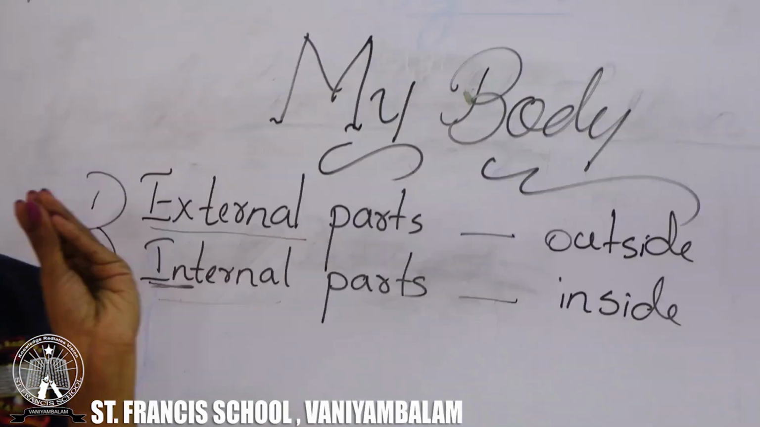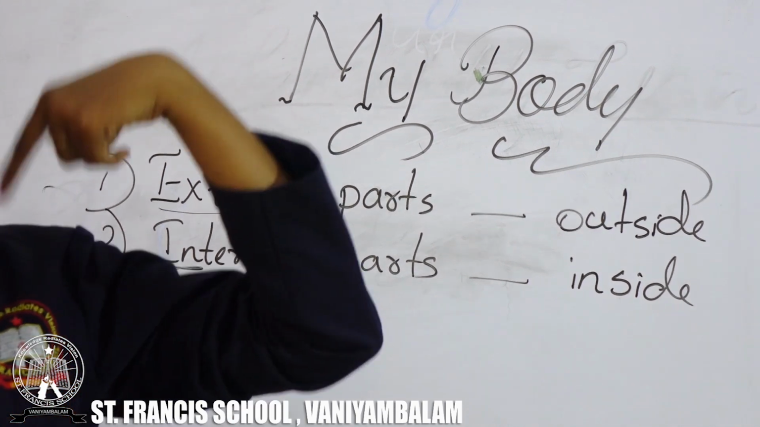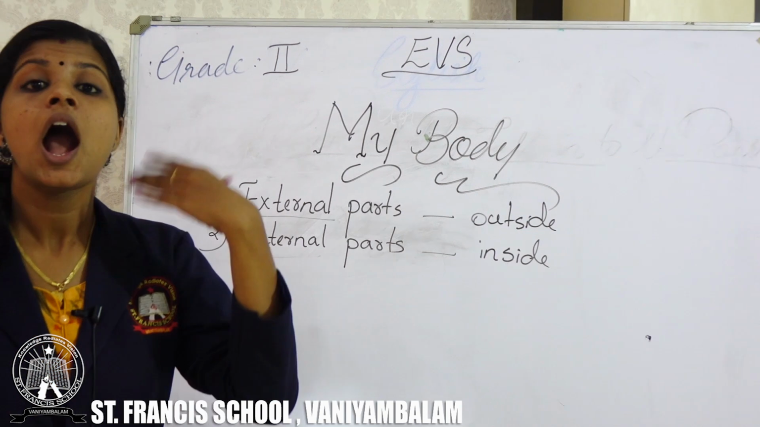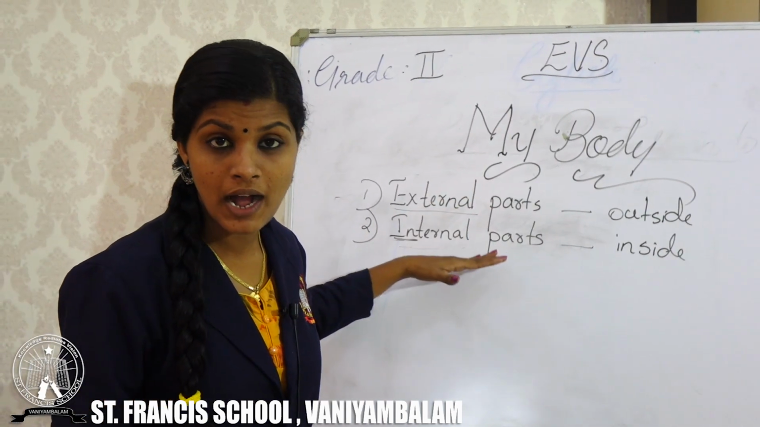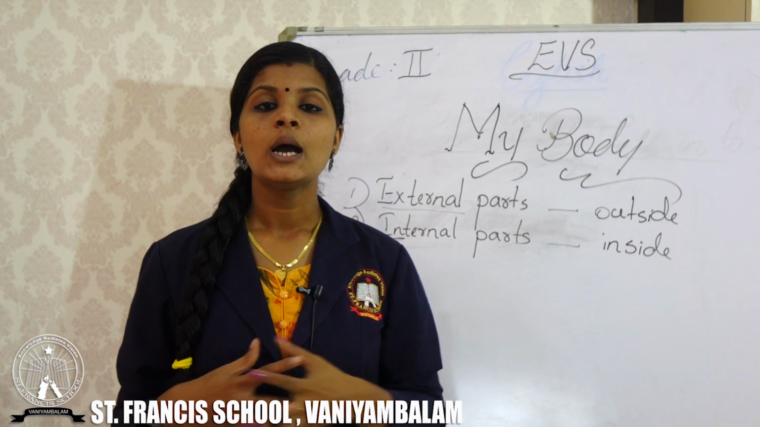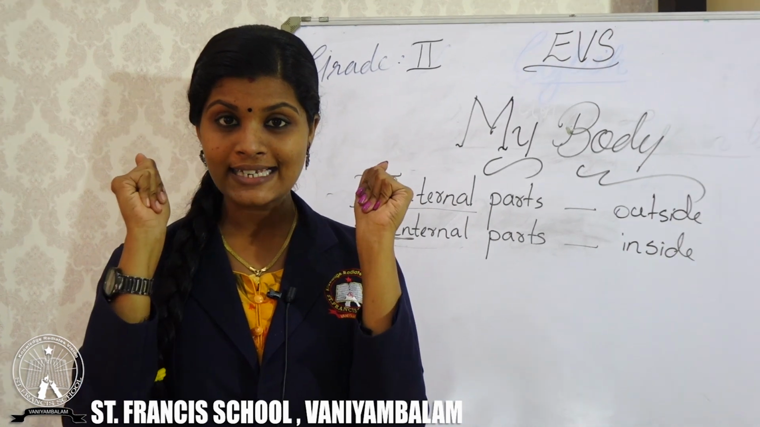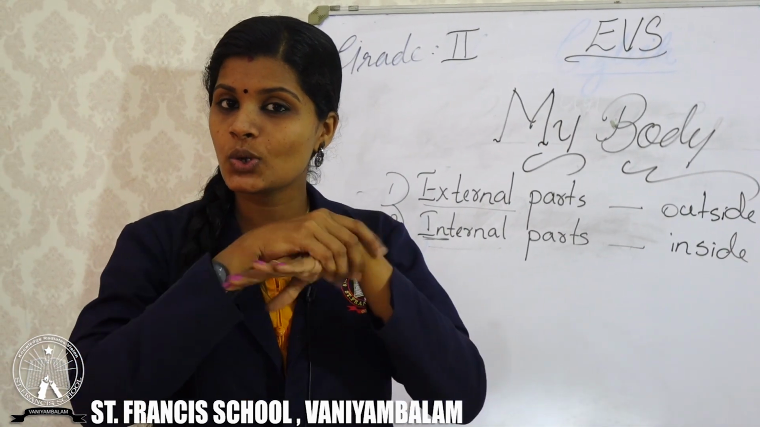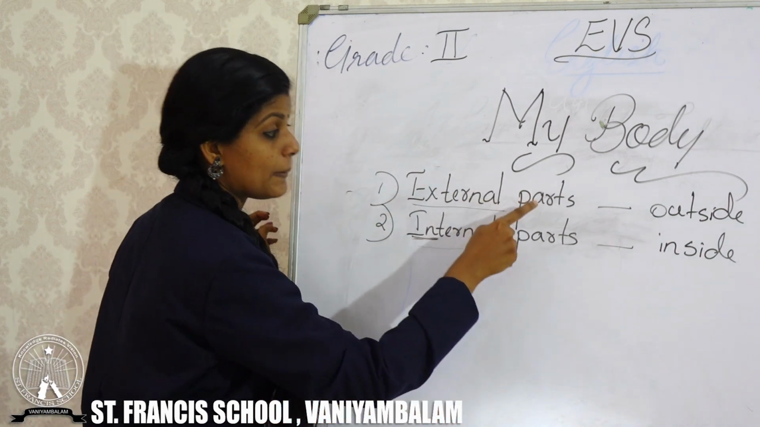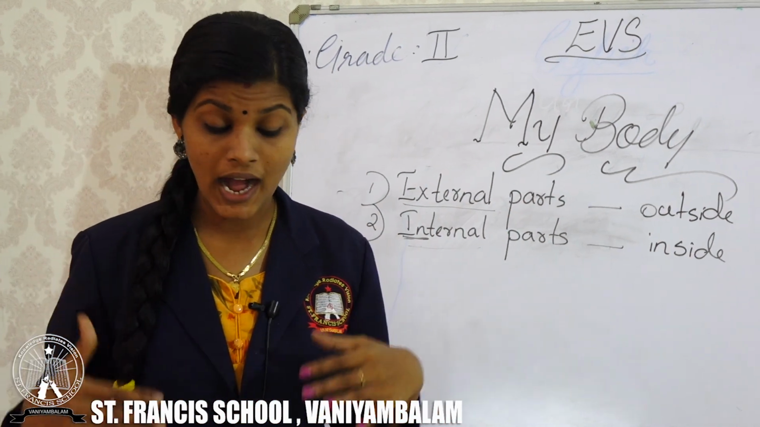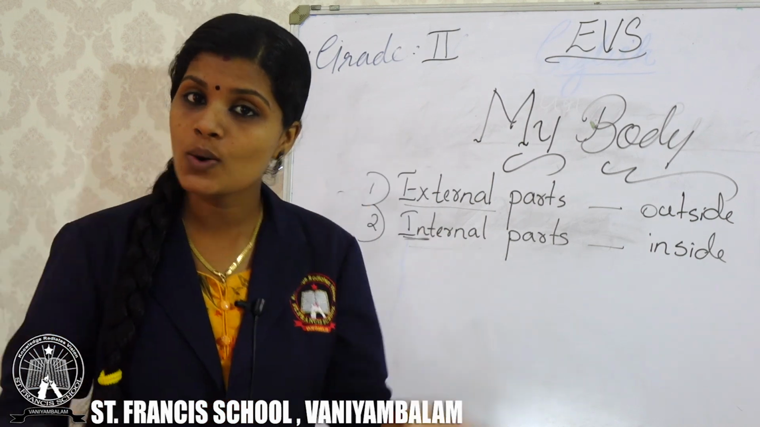Now I hope you got some idea about external and internal. External means outside, internal means inside. These are the two types of parts in our body. Now, just touch your eyes, ears, nose, hand, leg. These parts we can touch. Yes or no? We can touch and we can see these. So these parts are known as external parts because they are outside. The parts which we can see and touch are known as external parts.